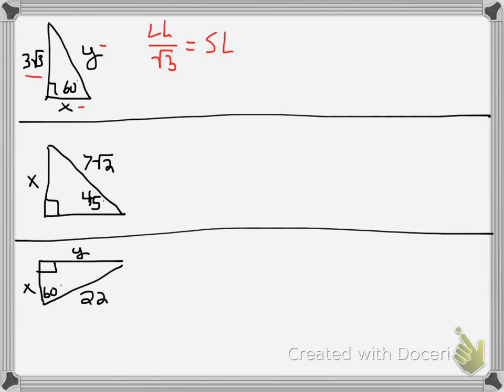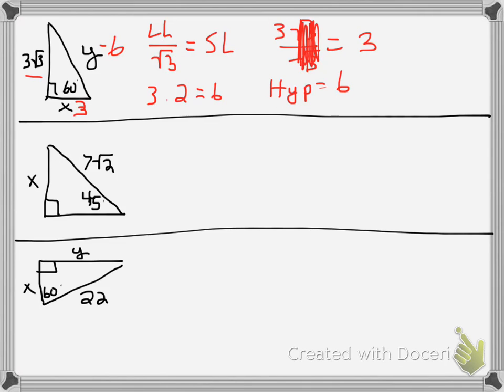So I've got to take my long leg, which is 3 square root 3, and divide it by square root of 3. You'll see what's going to happen here. Your two square roots of 3 cancel out because square root of 3 divided by square root of 3 is 1. So that means that your short leg is 3. All right, now to find the hypotenuse, we simply multiply the short leg times 2. 3 times 2 gives me 6. So my hypotenuse is 6.